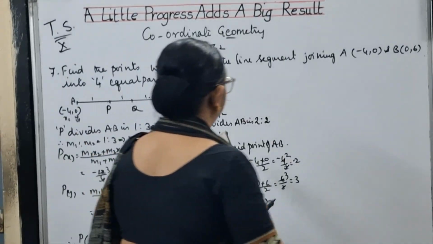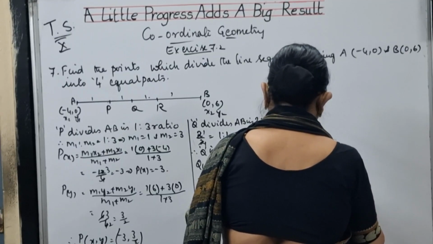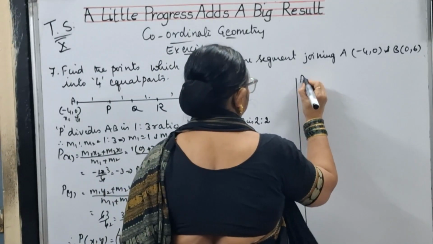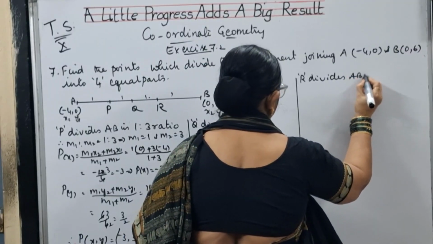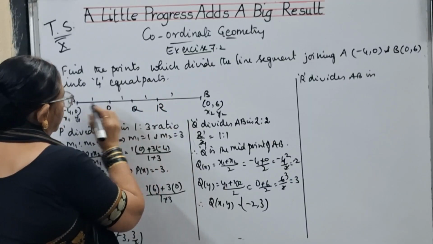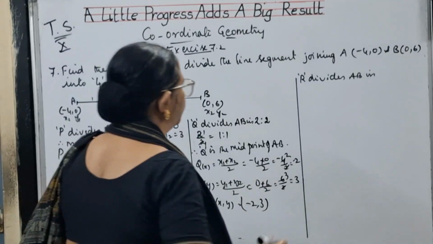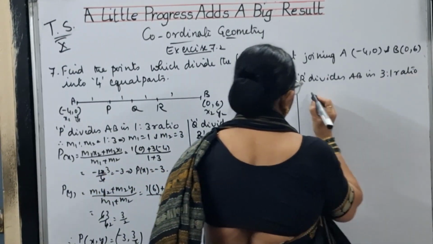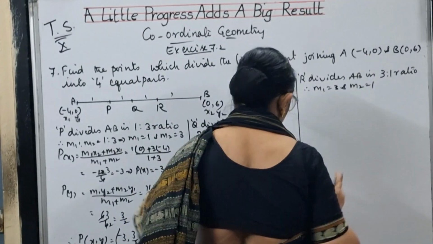Now let us go to the next point, R. R divides AB in, see children, this is R. That means from here to R, 1, 2, 3, 3 parts, and this is one part. 3:1 ratio. Therefore, m1 is equal to 3 and m2 is equal to 1.